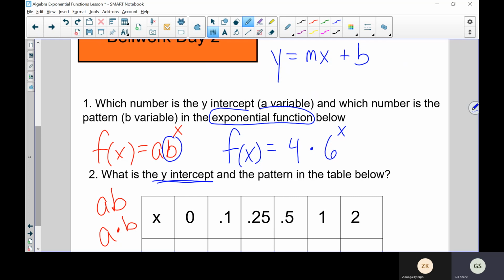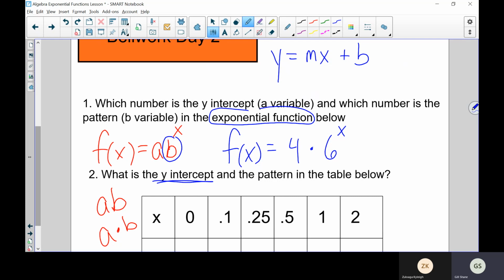And that makes sense because we just did exponents, and what an exponent told us to do was to multiply the base times itself over and over and over again. So that makes sense that an exponential function would be based on multiplying over and over and over again.